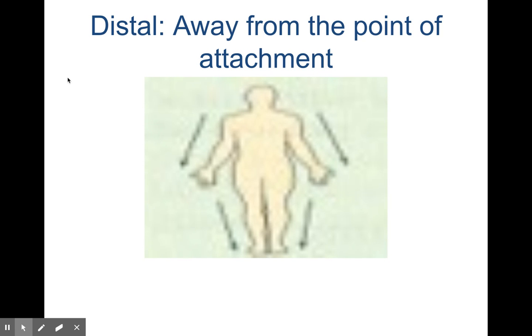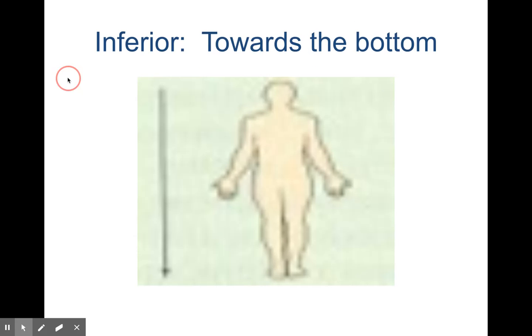The elbow is distal to the shoulder. So the elbow is farther away from the point of attachment than the shoulder is. The forearm is distal to the elbow. The wrist is distal to the forearm. The fingers are distal to the wrist. You can do the same thing down at the leg. The ankle is distal to the knee. The ankle is farther away from the point of attachment than the knee is.